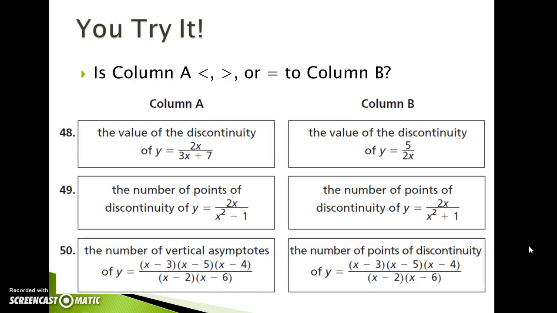Last but not least, here are some U-triads. We want to know, is the value in column A less than, greater than, or equal to the value in column B? So I'm going to pause this, give you a chance to try them on your own, and we'll come back to the answers.